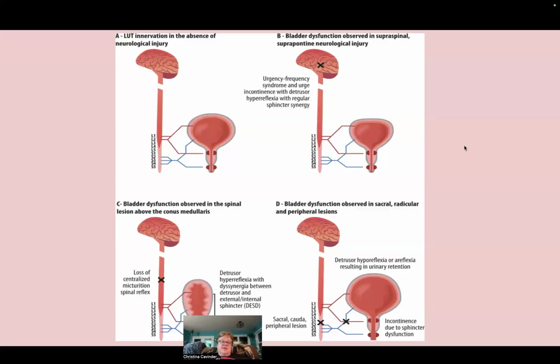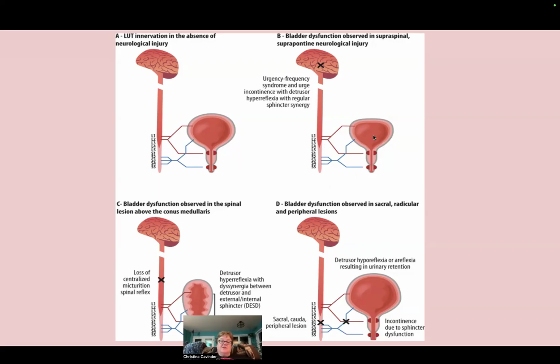So these pictures just help you with this. This is normal right here. This is where you innervate the different areas of your bladder into your spine. For a brain injury, so supraspinal or in the brain tissue, what usually happens is bladder dysfunction is observed if you have sacral, radicular, or peripheral lesions. Oh, I'm sorry, that's for the bottom one. So this is brain injury here.